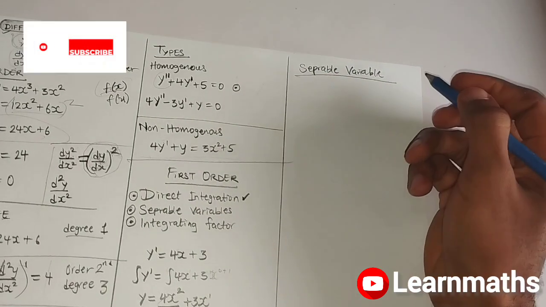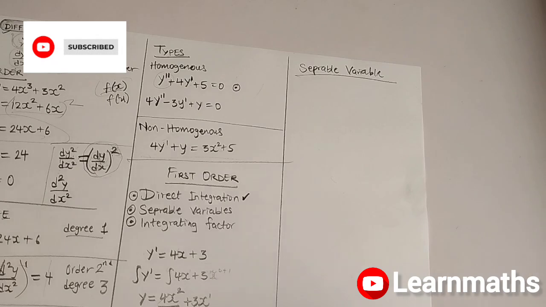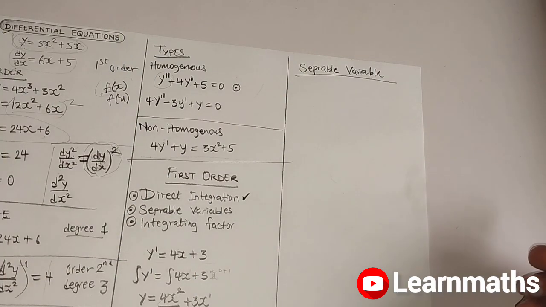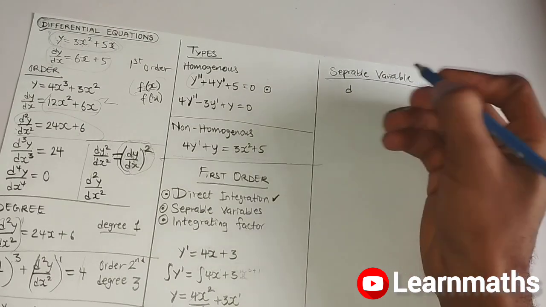All right, so separable variable. From the name, you're saying the word separable there, right? So basically there will be more than one type of variable there which you have to separate before you then proceed to solving the equation. Okay, let's look at this example under separable variable.